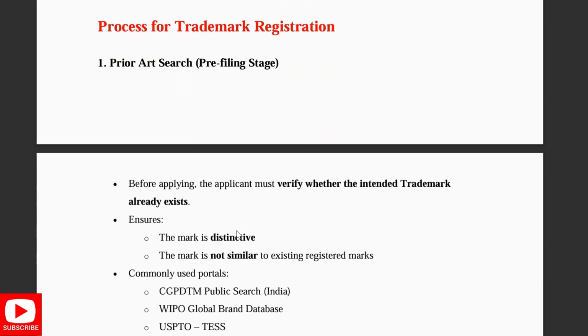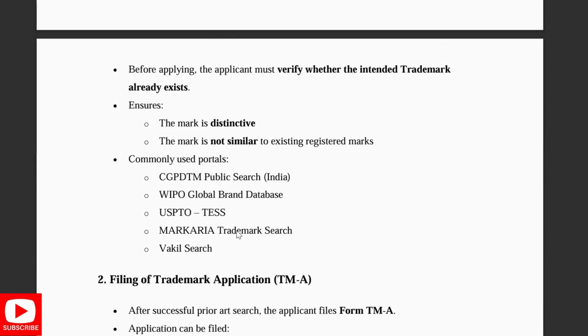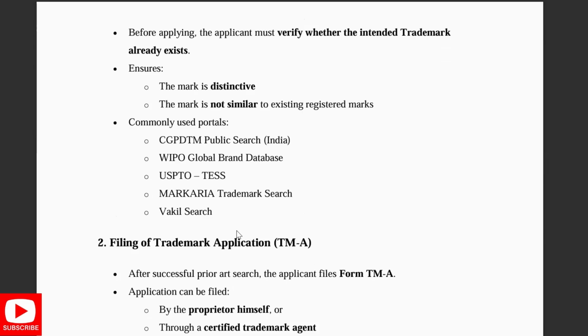Process of trademark registration. Firstly, this is important. This was asked in model question paper 1 also, and 2 also. Prior art search: before filing the form, you must verify whether the intended trademark already exists. Do the market analysis. Then ensure it is distinctive, that is, there is nothing similar to an existing registered mark and yours is a unique one. Commonly used portals for checking that are given here.